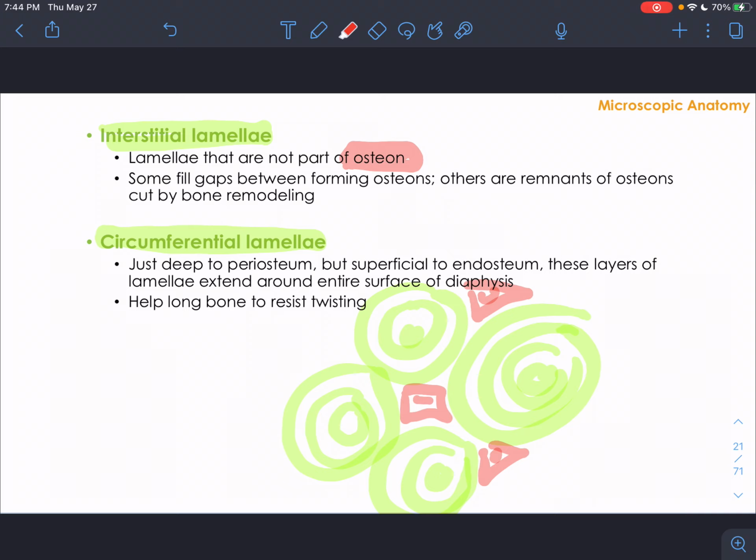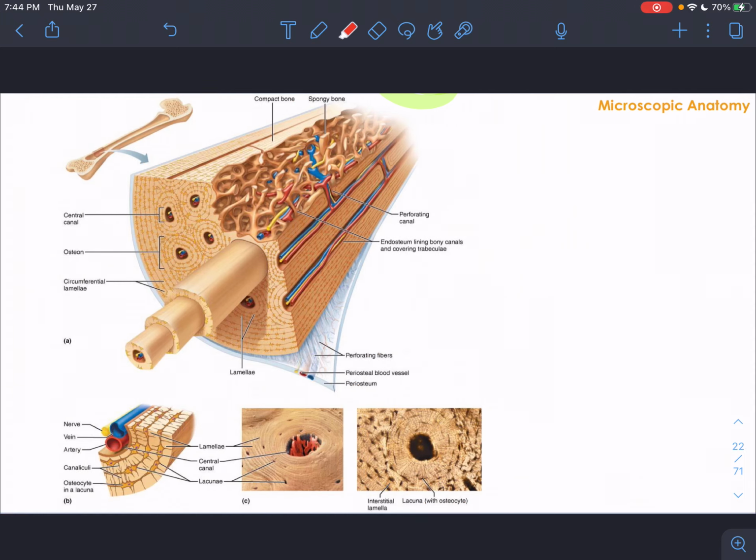Okay. Then we also have circumferential lamellae that are just deep to the periosteum, which means they're around the whole outside of the bone. Okay. And I'll show you those right here. So first let's start by showing you these lamellae.